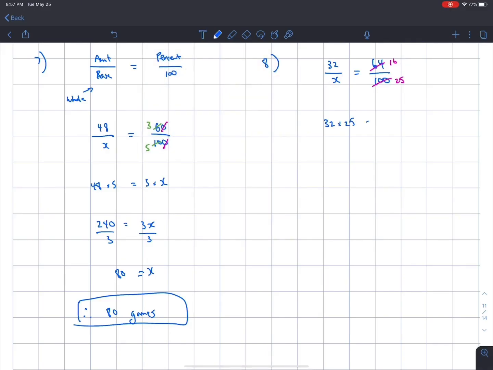32 times 25 equals 16 times x. So 800 equals 16x. And then we divide both sides by 16. So there were 50 questions.